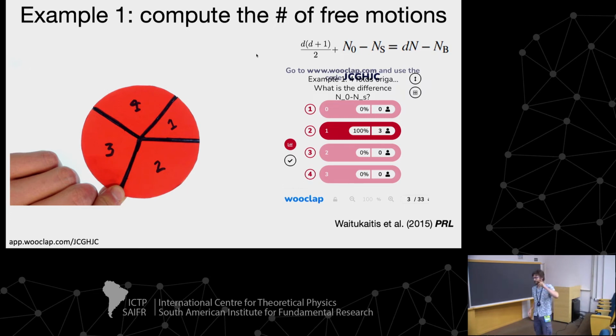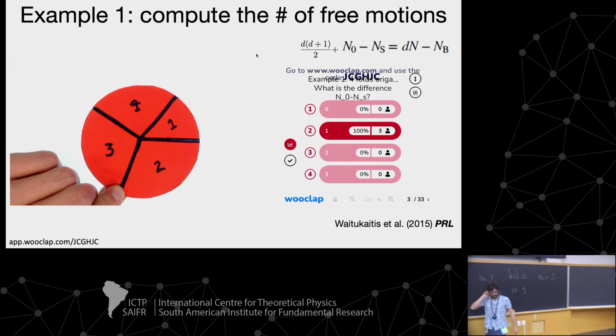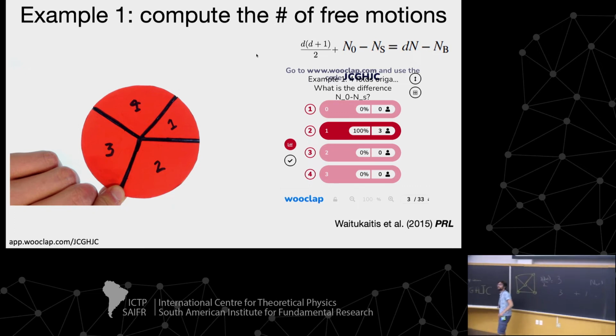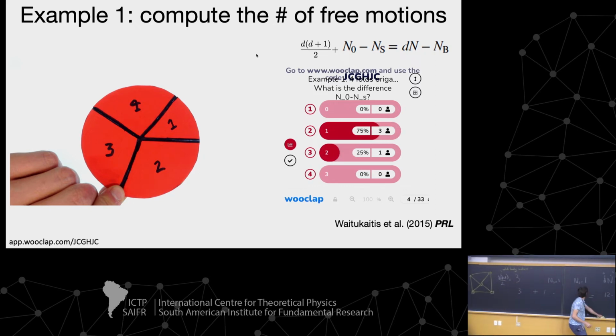Could you go back 1 slide to see the definition of each? Maybe it's better if I keep it there because I don't want to lose my place. So D is the dimension of a space. These objects live in 3D, so D is 3, right? All right, so this is what you have to guess.